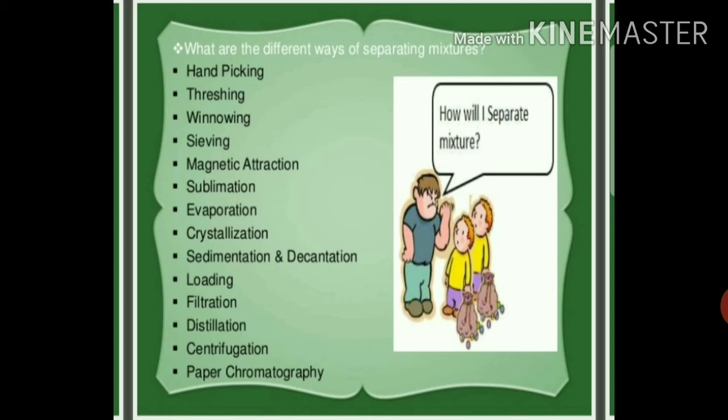Now let's talk about methods of separation. So dear students, there are different ways of separating mixture. So let's see what are the methods. Hand picking, threshing, winnowing, sieving, magnetic attraction, sublimation, evaporation, crystallization, sedimentation and decantation, loading, filtration, distillation, centrifugation, paper chromatography. So all these are methods by which we can separate mixture.